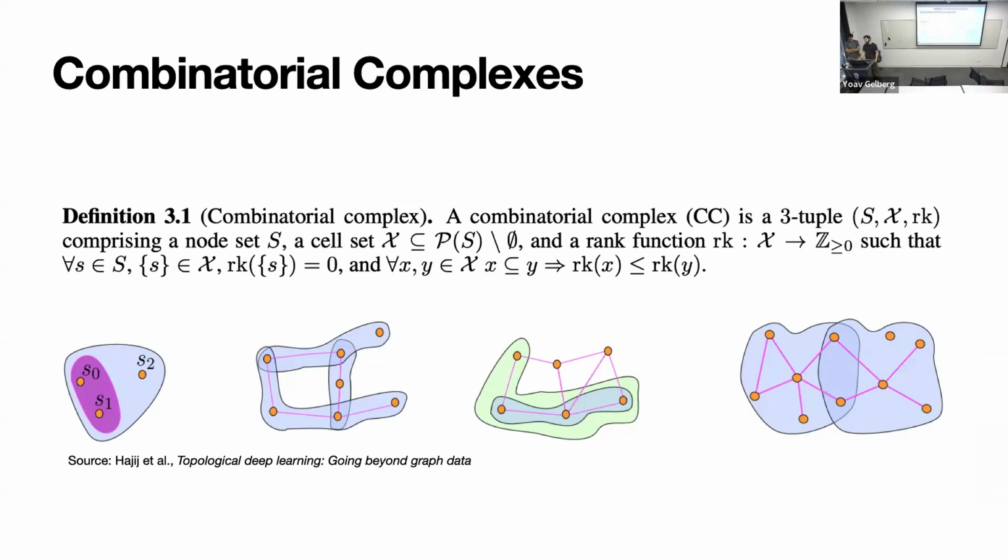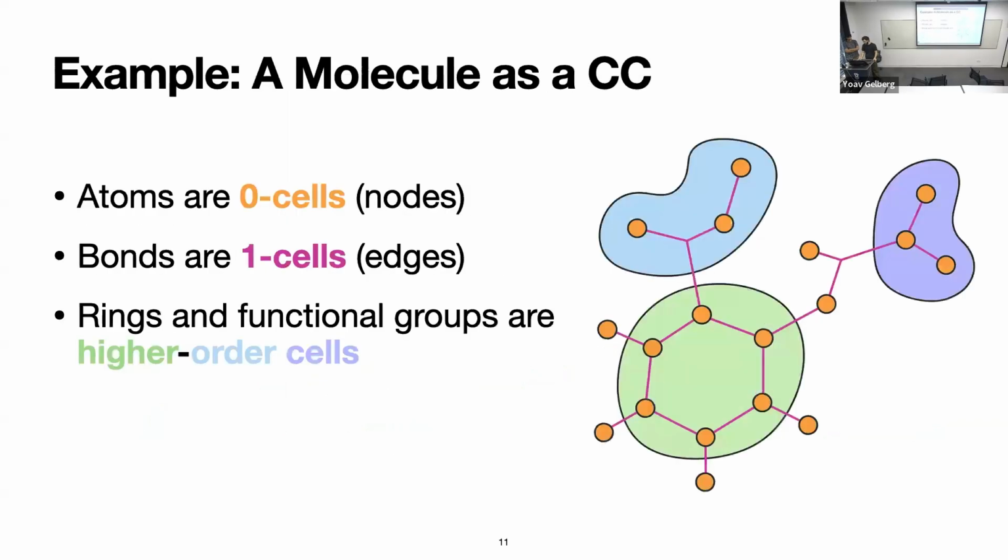Cells are essentially just sets of nodes, but they don't have to be pairs of nodes. They can be just a single node, or they can be 3 nodes or any number of nodes. And additionally, each cell is going to have a rank, and this rank sort of introduces a hierarchy to the cells, which is some additional important structure. So let's look at an example.